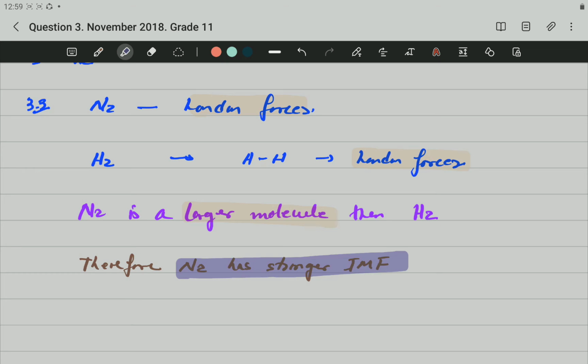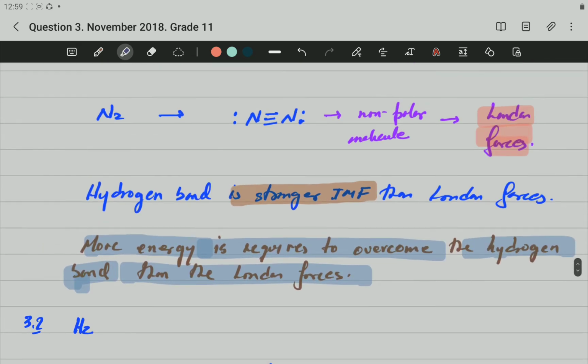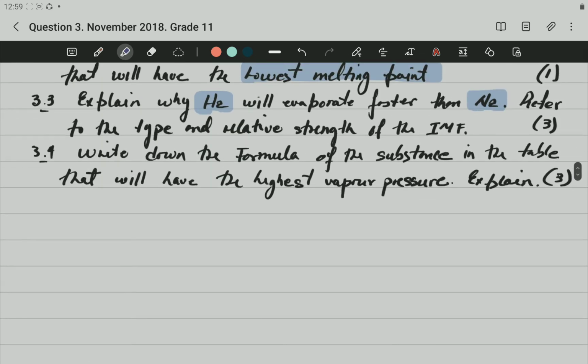It was done in a previous video about question 3 in November 2017. You can just go and watch the video, it will help. Let's go to question 3.4. Question 3.4 says write down the formula of the substance in the table that will have the highest vapor pressure and explain. In the last video we also spoke about vapor pressure.